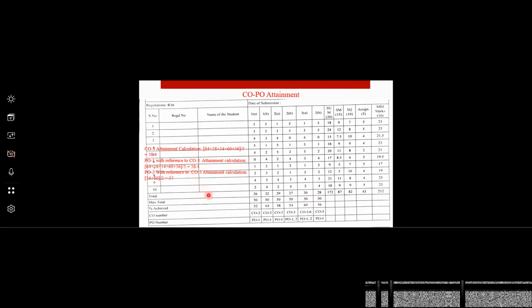Similarly, coming to PO2, see where PO2 is. In 1A, 1B, it is here. See, PO2 with respect to CO3 is mapped here. Yes, and also here, yes, here and also here and also here. Okay, CO3 is mapped here. So 54 plus 60, 54 plus 60 by 2. So PO2 is mapped in only these two course outcomes. Okay. So finally, see 54 plus 60 by 2 is 57. Okay. Come to the next slide.